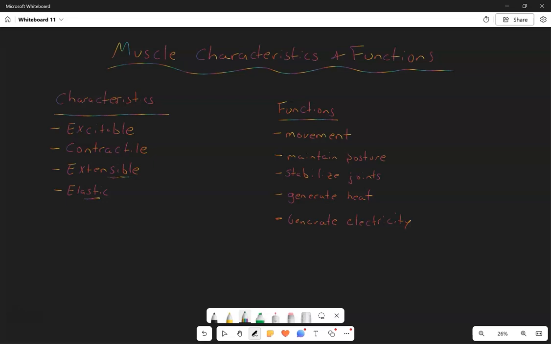So all the muscles have these different characteristics. They're excitable, contractile, extensible, and elastic. And muscles function to produce movement, maintain posture, stabilize joints, generate heat, and generate electricity. So think about those things as we talk about muscle physiology.